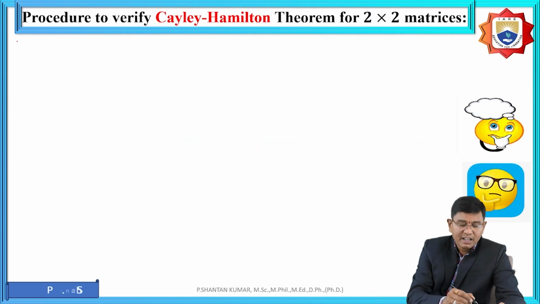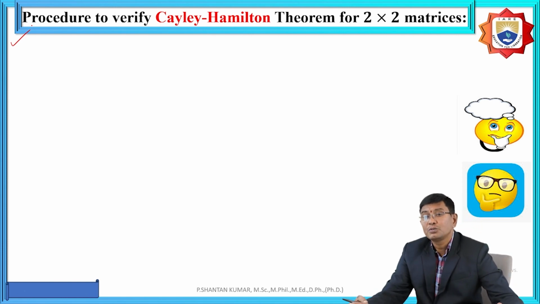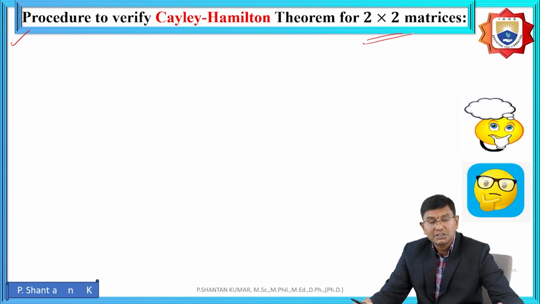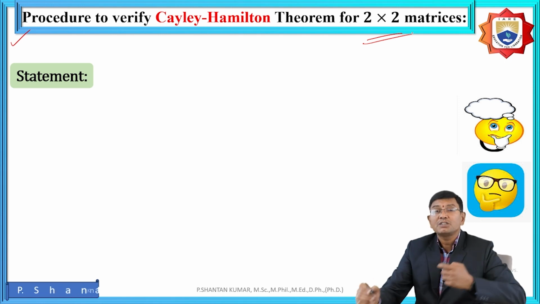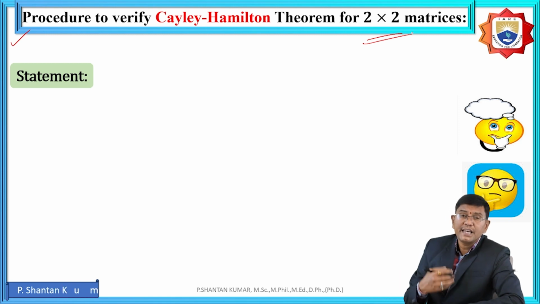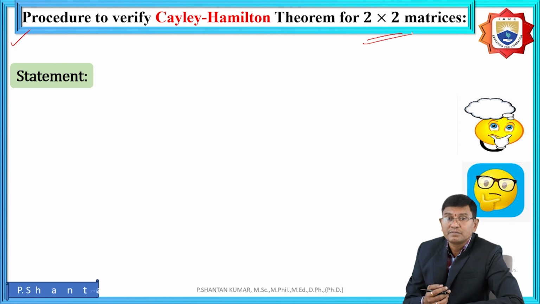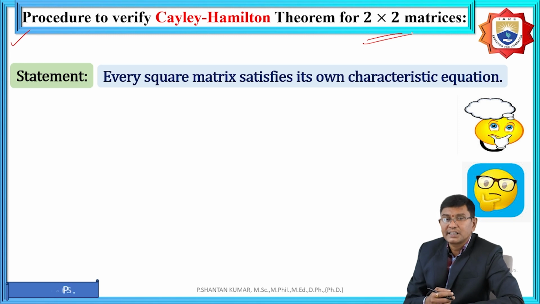Next, under the procedure of the Cayley-Hamilton theorem, what is the working rule? Take a 2 by 2 matrix. If you understand the 2 by 2, the 3 by 3 is also the same, for verifying the Cayley-Hamilton theorem and finding the powers and inverse of the matrix. The statement of the Cayley-Hamilton theorem is that every square matrix satisfies its own characteristic equation.